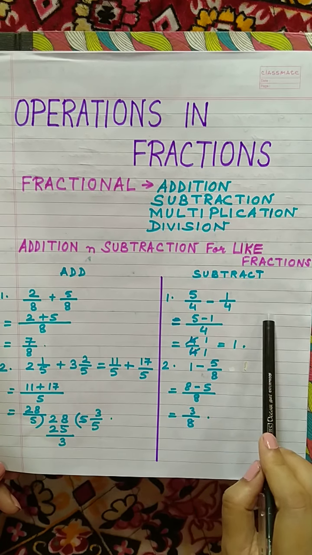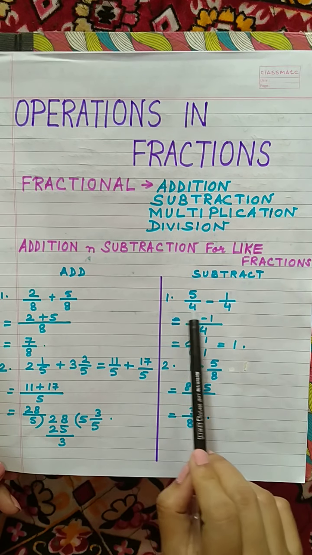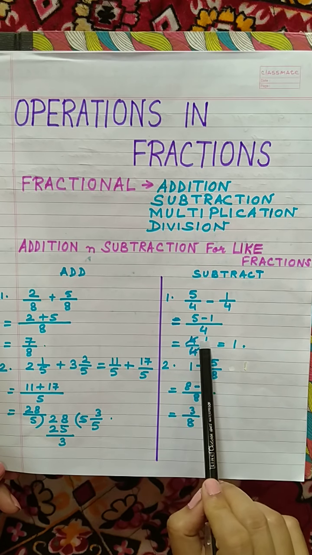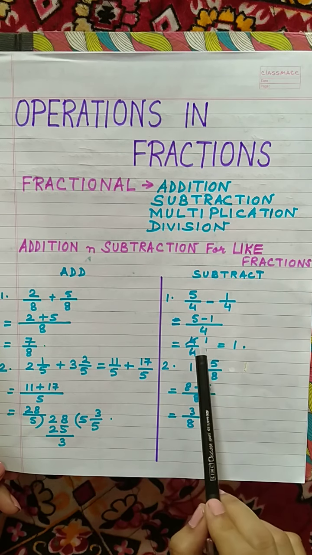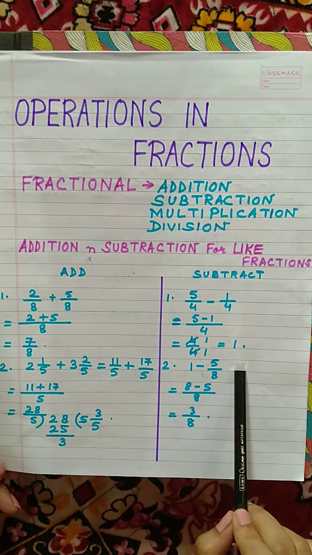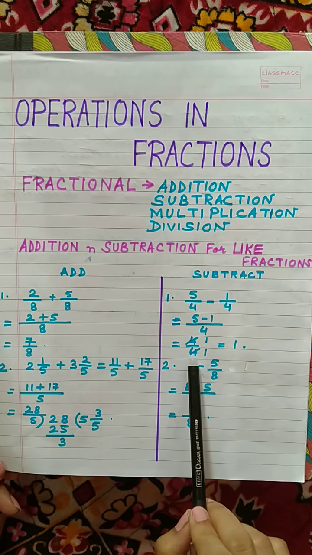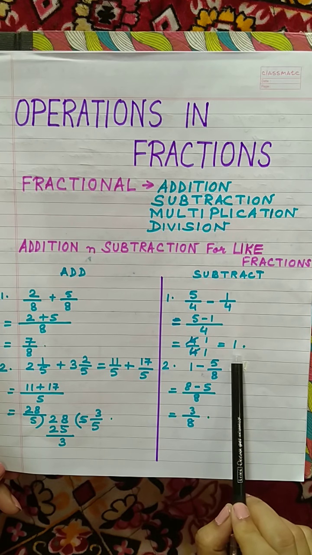Next we have subtraction in the same way. We have like fractions here. So we take 4 as the common denominator and subtract the numerators. 5 minus 1. We get 4 by 4. This has to be brought to the simplest form. So we divide 4 and 4 by 4. We get 1 as the answer.